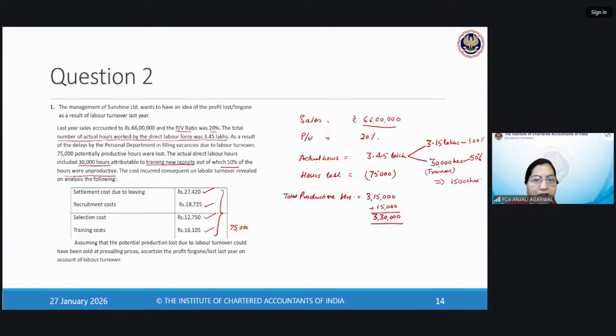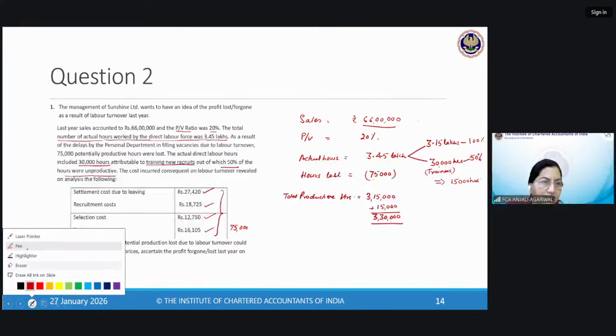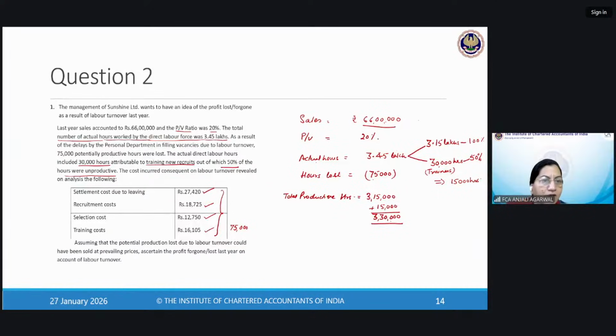He's saying that 75,000 potential productive hours were lost in filling vacancies. So there was nobody. 75,000 productive hours were lost because there was no vacancy. There was nobody, the department had delayed in filling the vacancies.